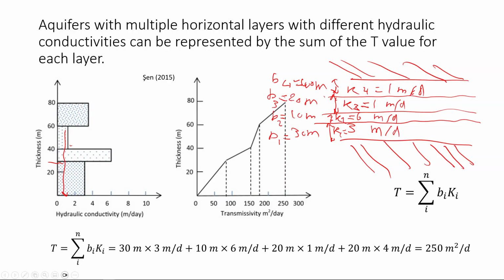So I could just find the average transmissivity for this unit. The average transmissivity for this unit would be the arithmetic mean of each of these values. That's B1 times K1, B2 times K2, B3 times K3, B4 times K4, and that will get us here. So the transmissivity for this unit would be 250 cubic meters per day. Okay, so I think that's all for this lesson.